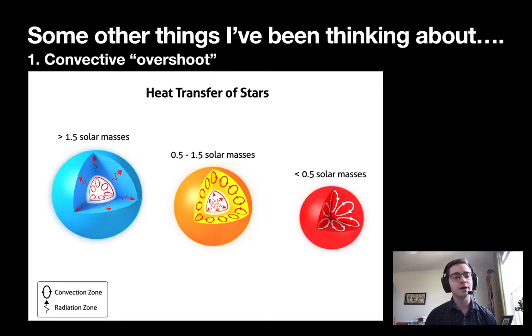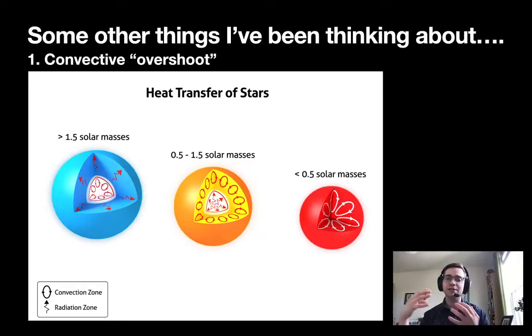One of the other problems I've been thinking about over the past few months is the problem of convective overshoot, as it is generally called in the stellar community. Basically, the fundamental problem here is that if I put up some pictures of stars like this, where massive stars have convection zones at the center and radiative zones at the outside, or solar-like stars in the middle have radiative zones on the inside and convective zones on the outside, the problem is that the boundary between convection zones and radiative zones is fuzzier than this picture makes it look.